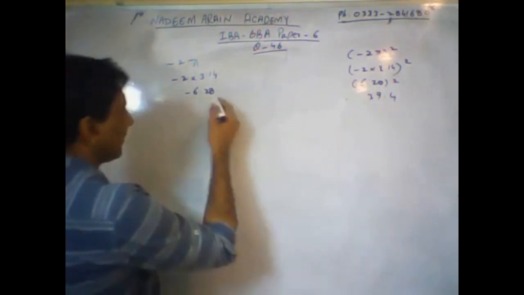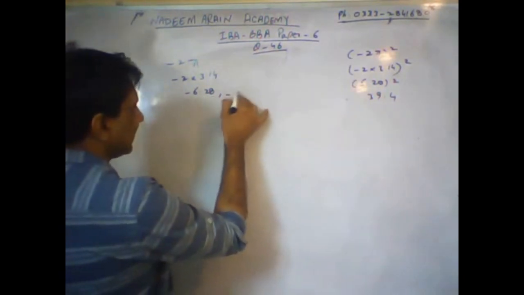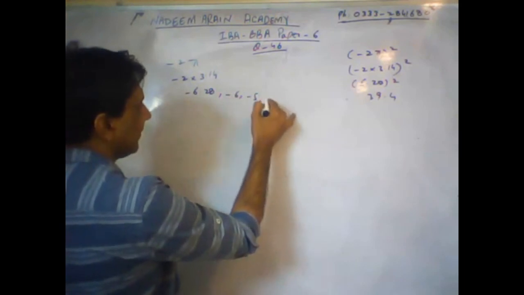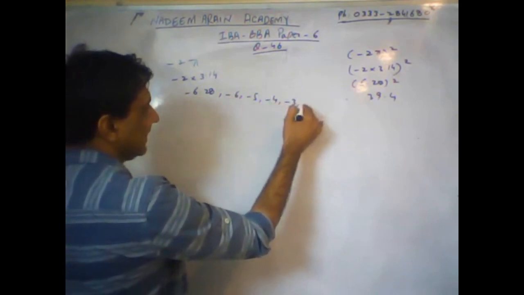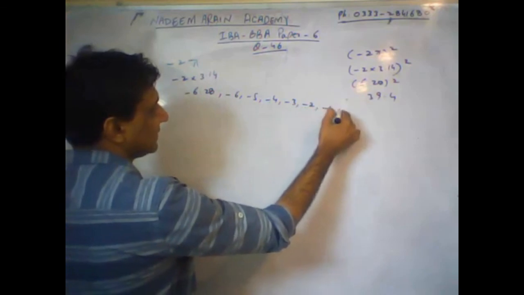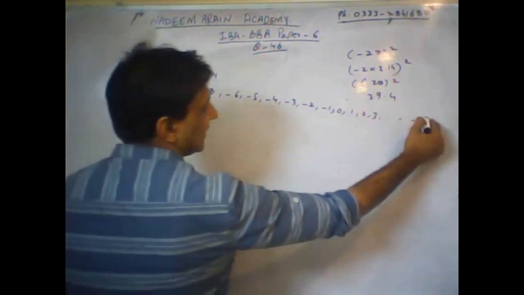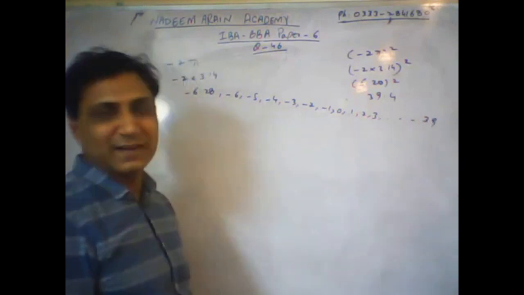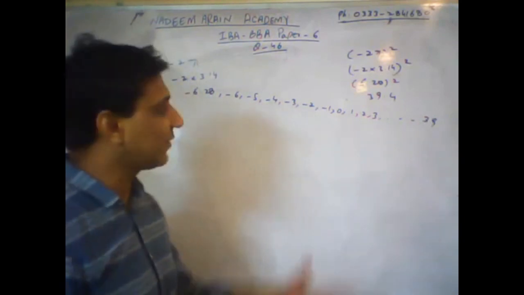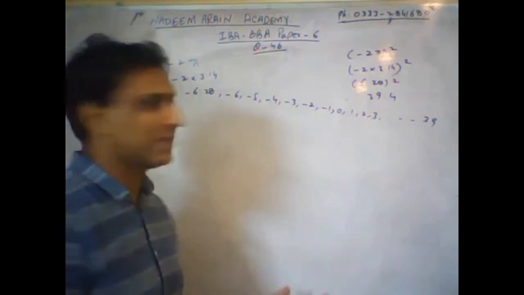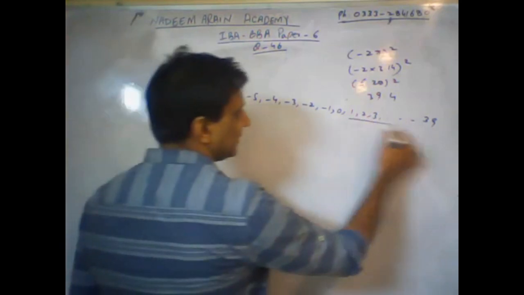Okay, so starting from here, minus 6.28, minus 6, minus 5, minus 4, minus 3, minus 2, minus 1, 0, and starting from here 1, 2, 3, and up till 39. So these are the integers we need to tell. How many integers are there? We just have to count them. Simply do this, 1 to 39.